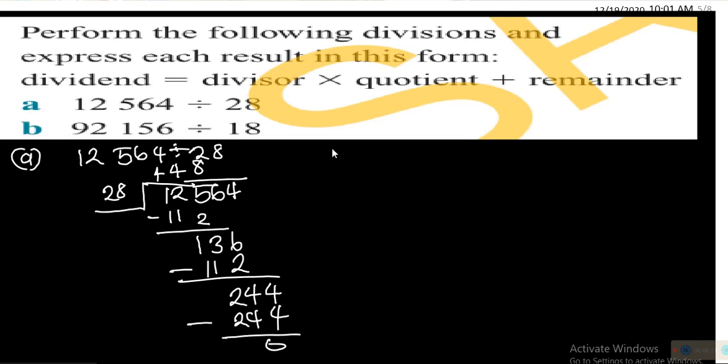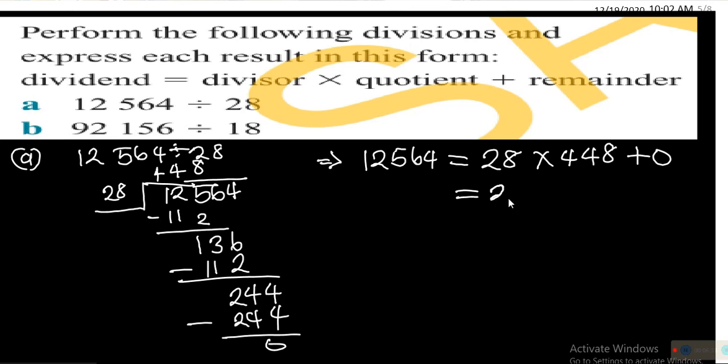So the dividend, 12,564, equals the divisor, which is 28, multiplied by the quotient, which is 448, plus the remainder. The remainder is 0. So we just have 28 multiplied by 448. And that is it.